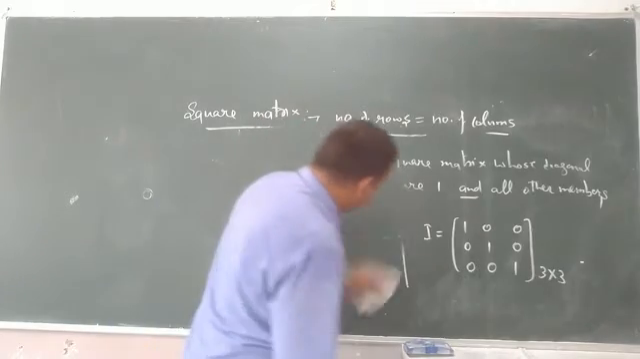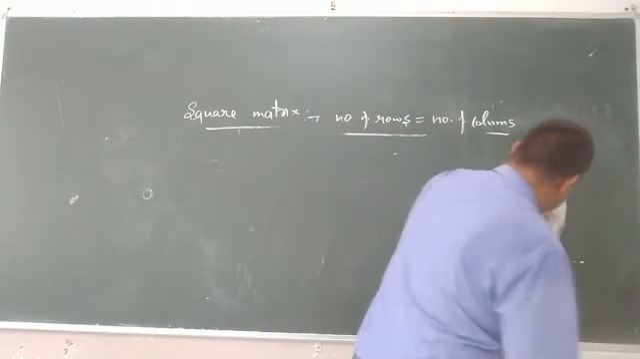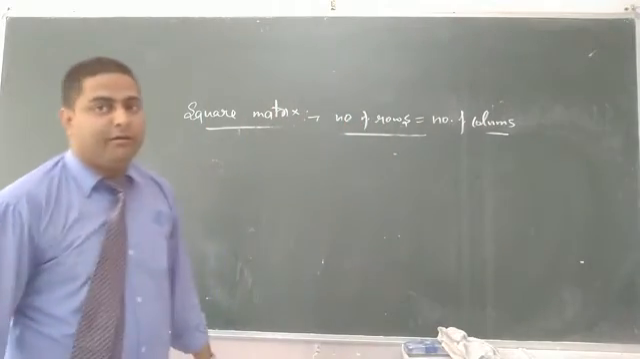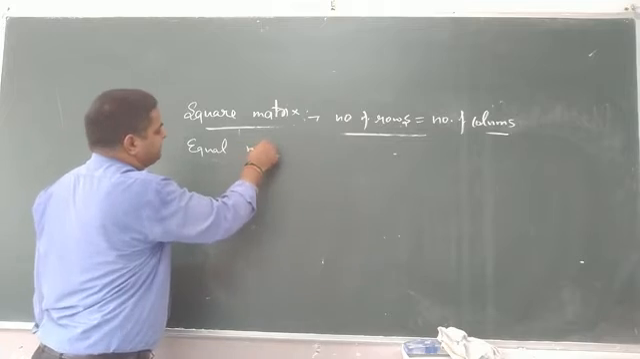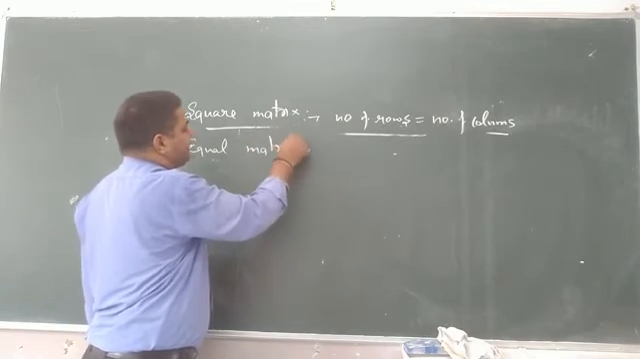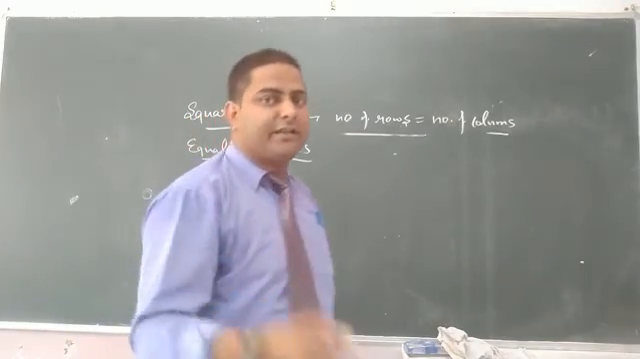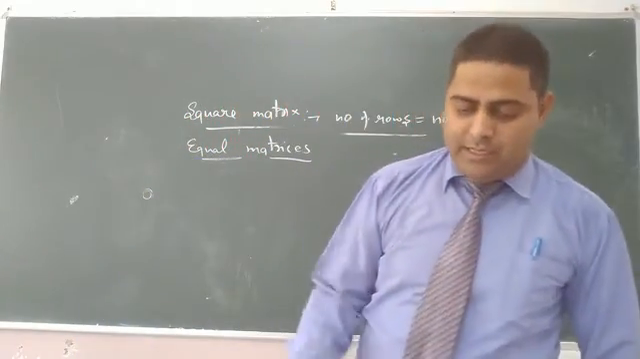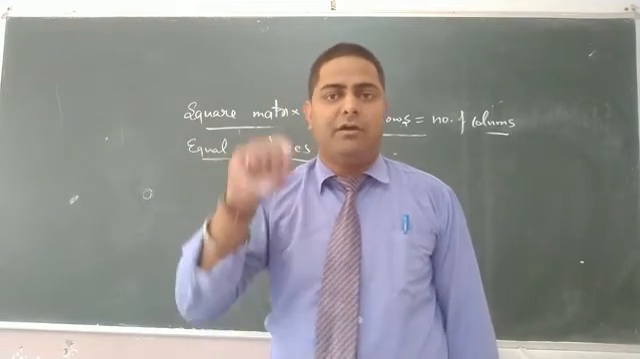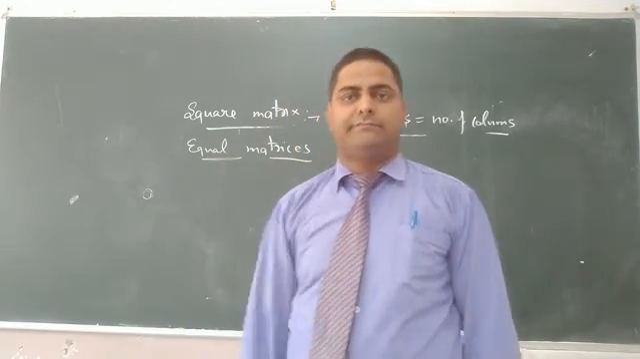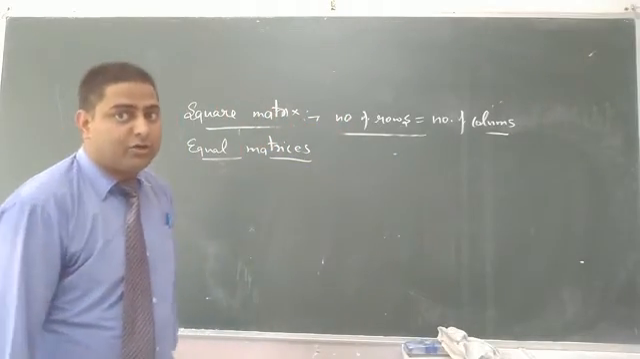Now after identity matrix, next we have equal matrices. Very important. What do you mean by equal matrices? Two or more matrices are said to be equal if they have same order and same corresponding members. Right? The corresponding members should be equal and the order should be same.